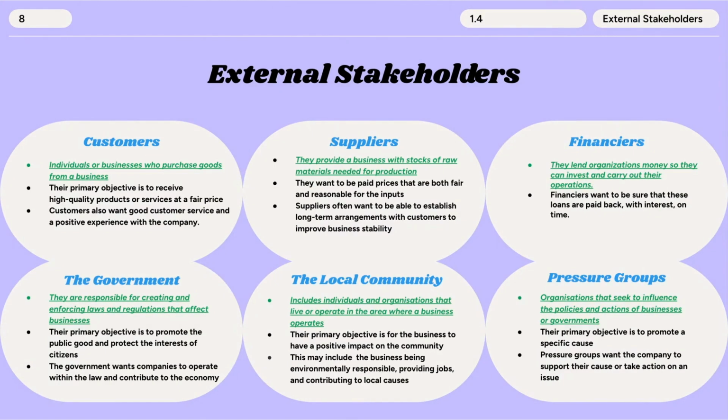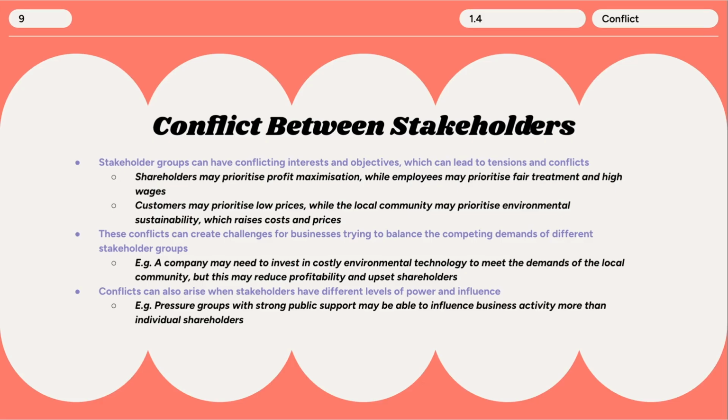Also, they might advocate for pollution control. For example, if there's a factory and the factory pollutes the waters in the area where it operates, these pressure groups might force the businesses to be more considerate of how they're harming the environment. And they can also support the local community. Okay, so this is all for external stakeholders.